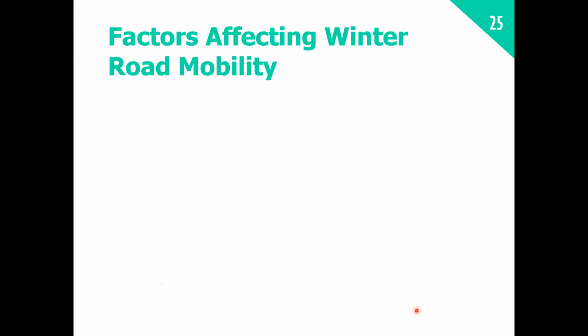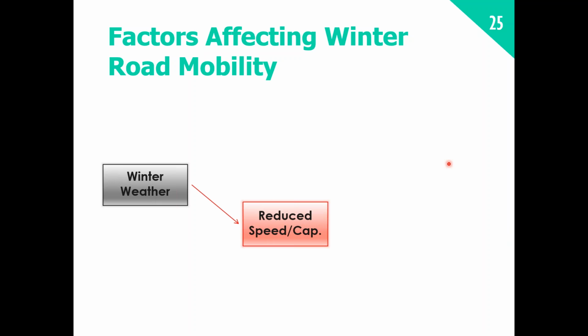I'm going to now move on to modeling winter weather, modeling the winter mobility effects. As you know, winter weather increases accidents and also reduces highway capacity and speed, and therefore this will lead to increased traffic delay. We all know that winter road maintenance can help reduce this mobility effect, but the question is again how much we can reduce.